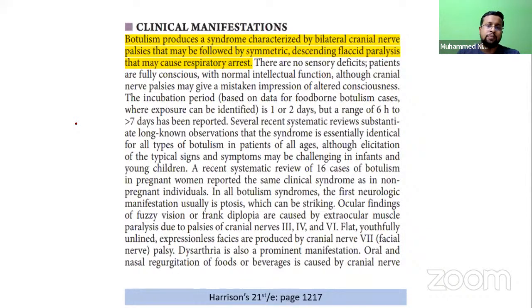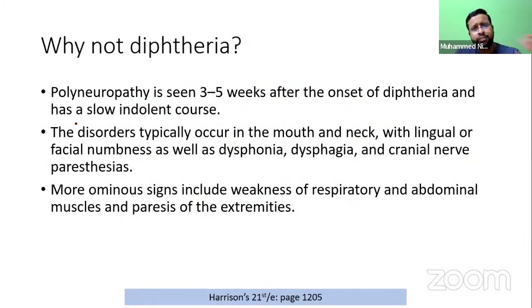So the next question you may ask me is, why is it not diphtheria? Diphtheria is a more indolent cause. It's not like the patient will develop diphtheria and respiratory failure in 12 hours. The polyneuropathy in diphtheria is slower. It takes 3 to 5 weeks after the onset of diphtheria, and it's a slow indolent course. It can involve the muscles of the mouth and neck, and it can even cause dysphonia, dysphagia, and cranial nerve paresthesias, and lead on to respiratory weakness as well. But the point is that this indolent course versus the sudden onset of this disease and the rapid progression is suggestive of botulism. No confusion in that as well.